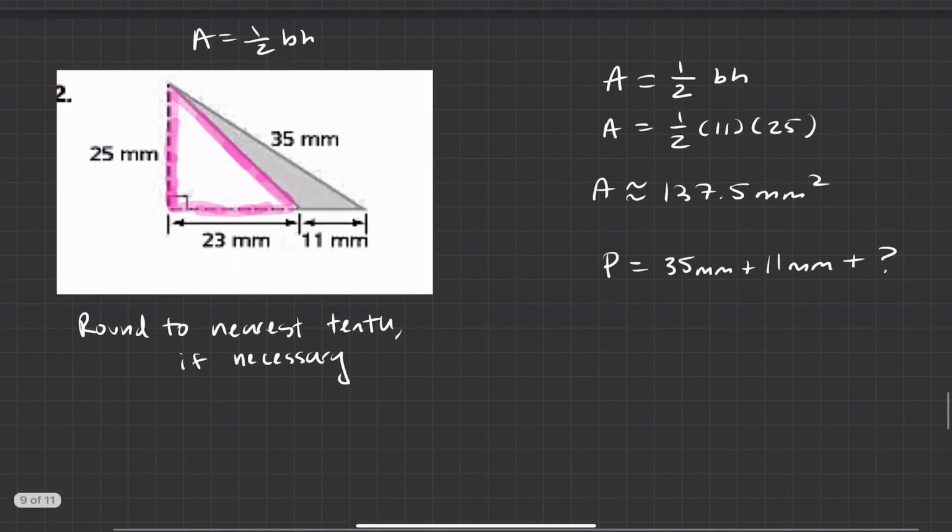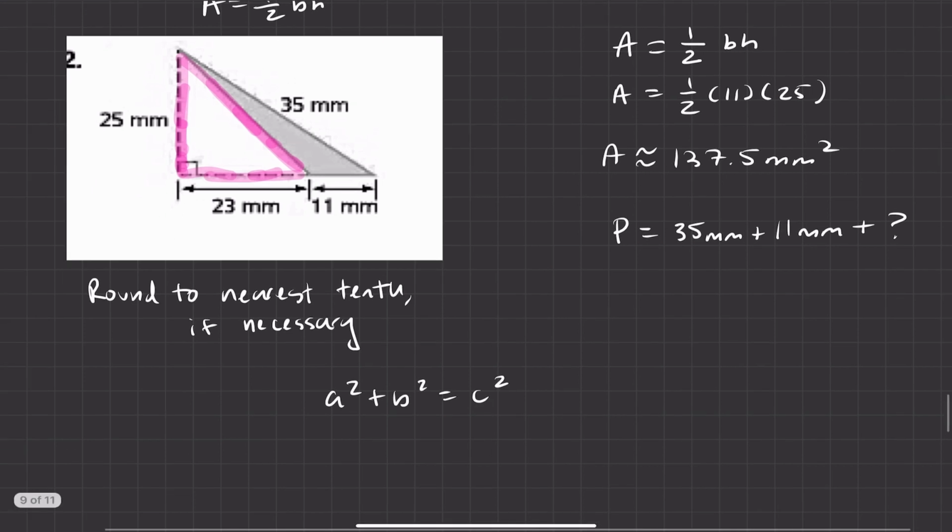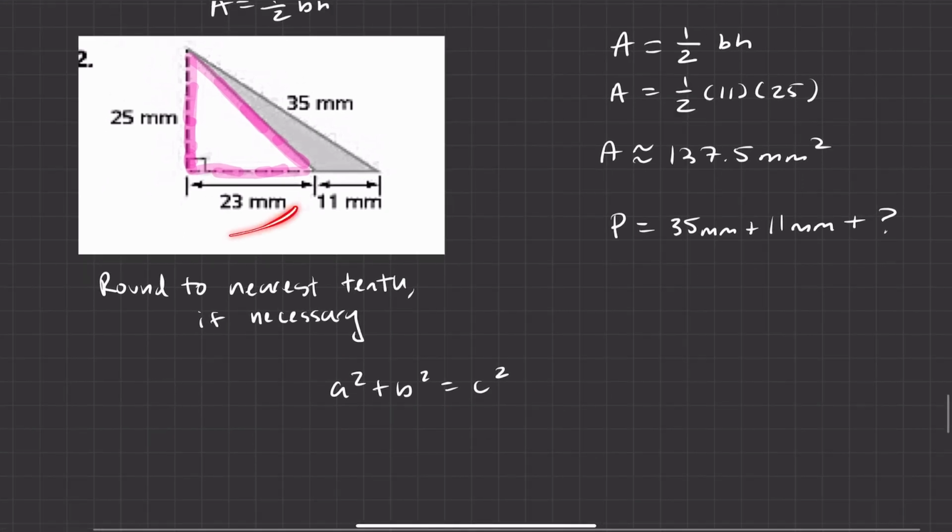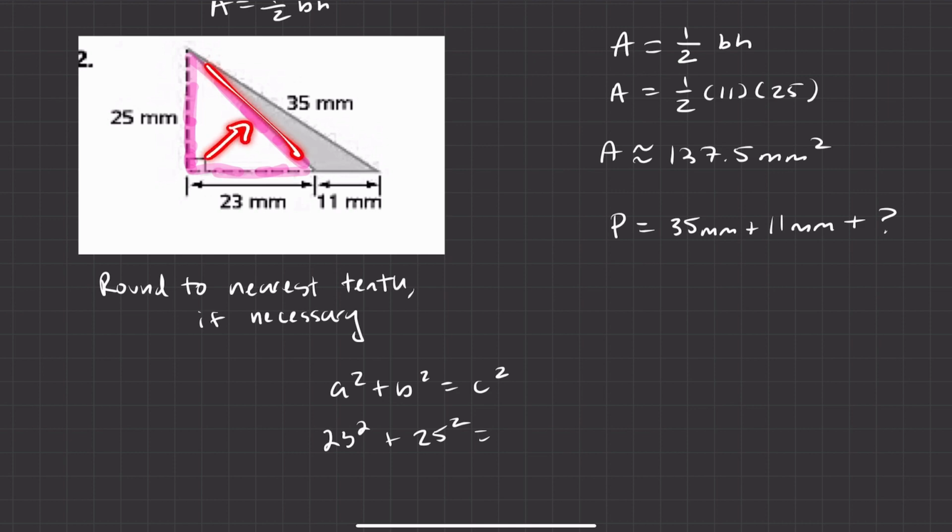So all we gotta do is apply the Pythagorean theorem, which is a squared plus b squared equals c squared. So what's a? A is going to be 23. So 23 squared plus what's b? 25. So 25 squared. And then this is our c value. And how do we know that this is c? It's across from the 90-degree angle. Always. The side across from the 90-degree angle will always be your c value. In this case, we don't know, so I'm just going to leave it alone and call it c squared.